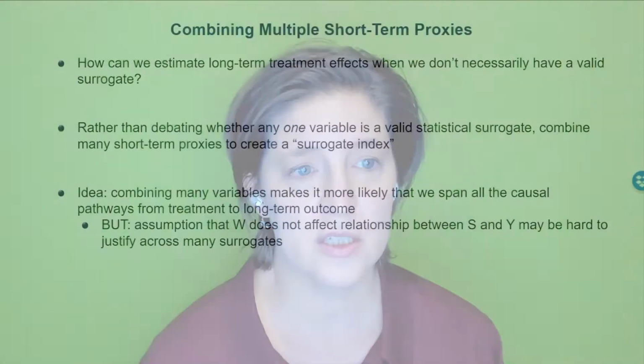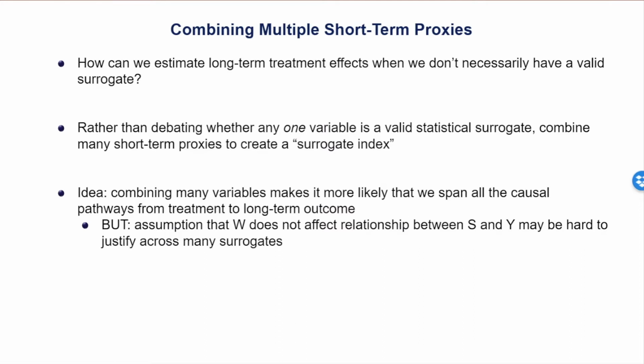The approach we suggest here is that rather than debating whether any one variable is a valid statistical surrogate, we should create this type of surrogate index. The idea is that combining many variables might make it more likely that we span all the causal pathways from treatment to long-term outcome. But actually, when applied in settings like tech firms, we have to be very careful that we don't just throw the kitchen sink, because the assumption that W doesn't affect the relationship between the surrogates and the final outcome may be hard to justify when you have many surrogates. If you just take everything you observe about how a user is interacting with a web page, it's quite possible that the treatment might change the relationship between those interactions and final outcomes if you're not careful.